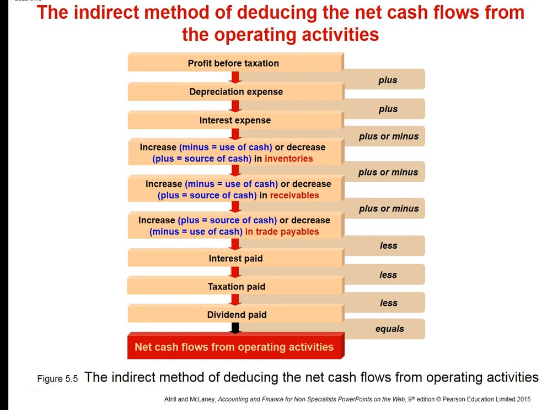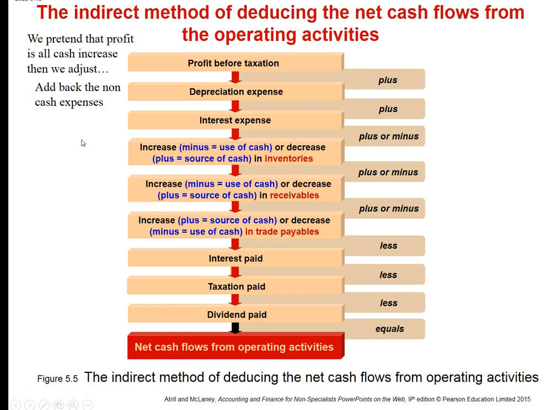These are just a few notes on the indirect method of drawing up a cash flow statement, and I've added a couple of slides. So we start by pretending that profit is all cash, and then we start adjusting. We add back non-cash expenses, and that's depreciation and interest charge, which is not necessarily interest paid. Depreciation expense, you'll appreciate, is not an expense that is paid at all.